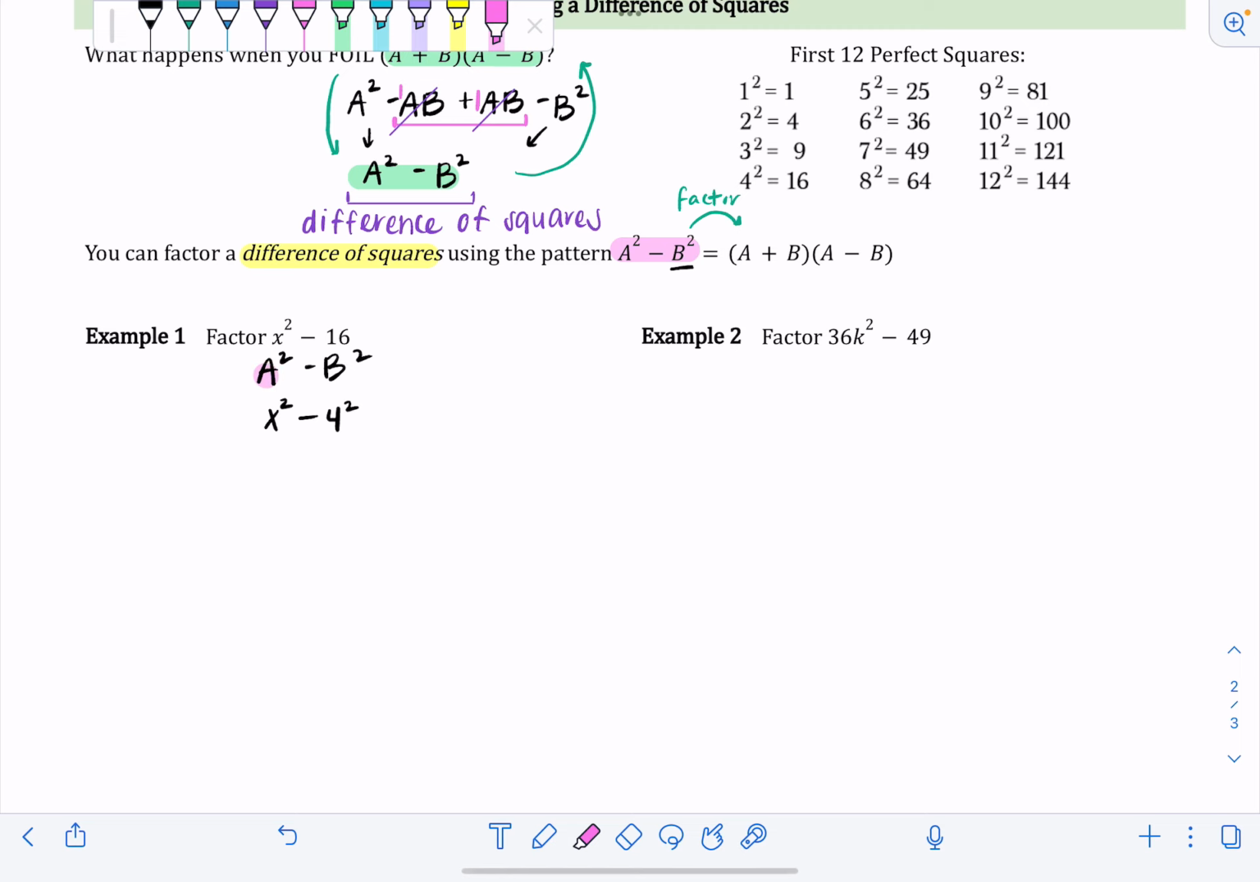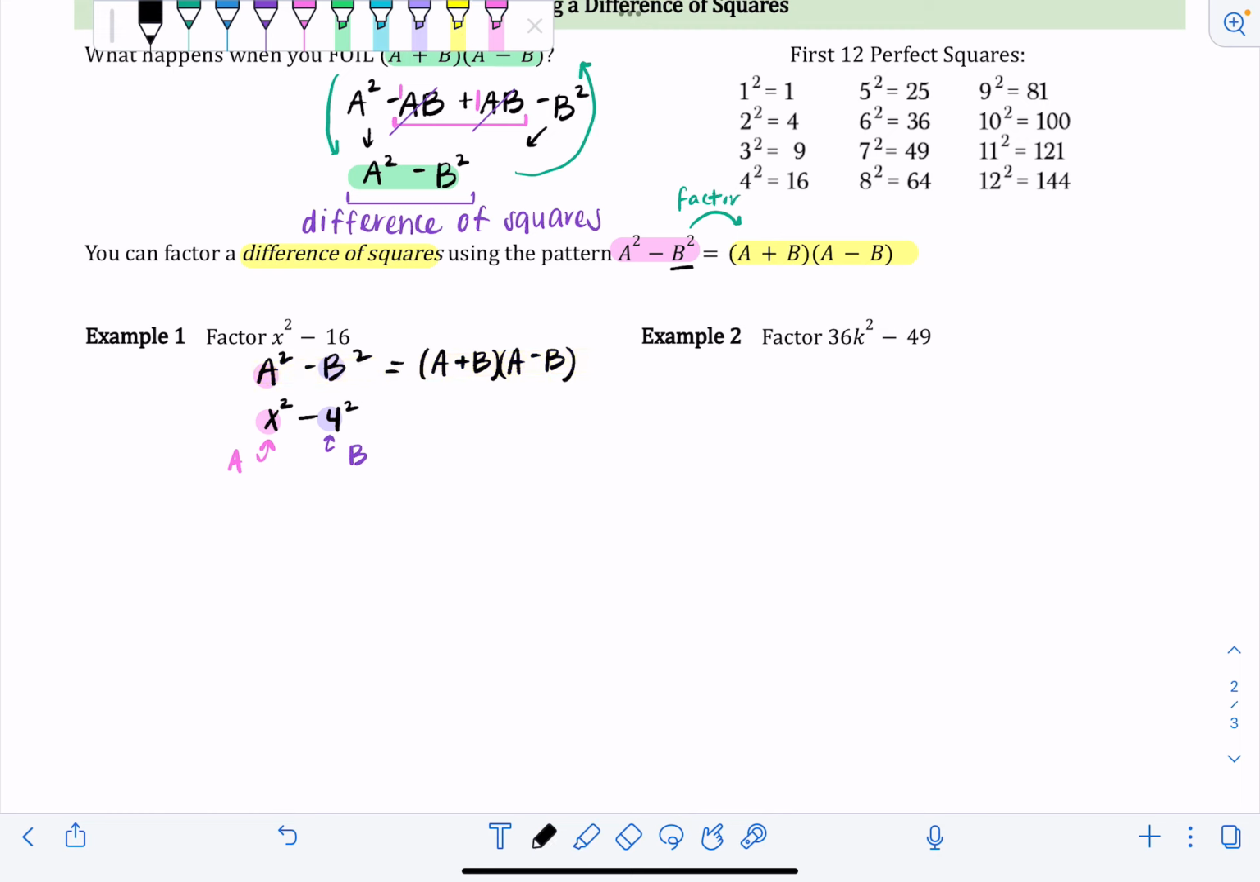I can see my a is x, and what's in place of the b is a 4. So b is 4. And then the second half of that formula, I'm going to copy down right here: a plus b times a minus b. You don't have to do this part every single time. I just want you to see how everything's staying the same. It's the same form. It's just that a's and b's are becoming actual numbers or different variables.